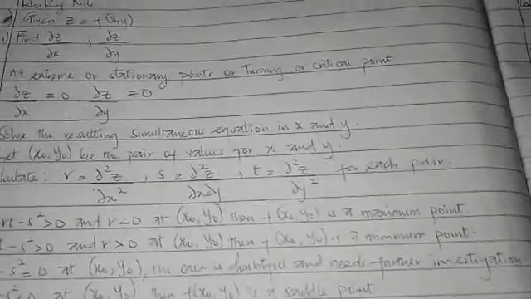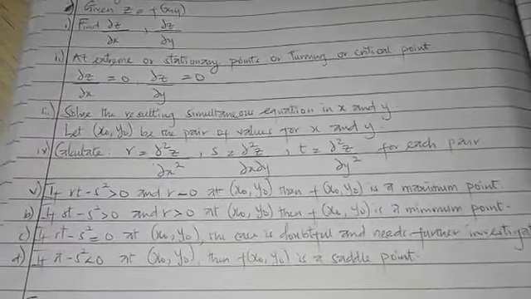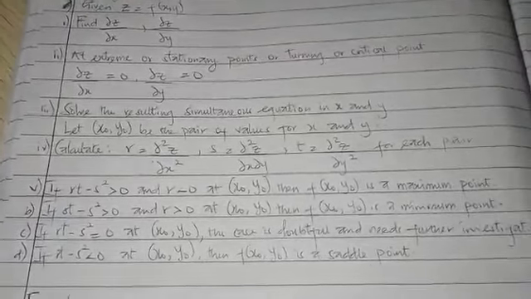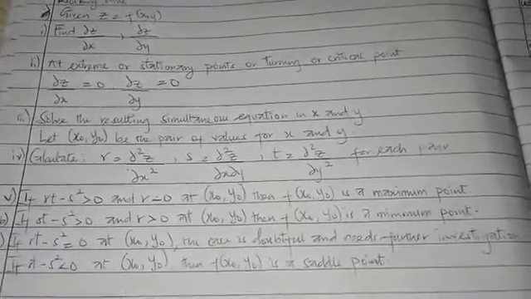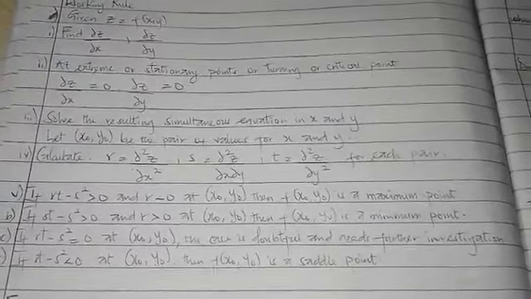So now calculate r, which is partial square z over partial x square, s, which is partial square z over partial x partial y, and t, which is partial square z over partial y square, for each pair. Now if rt minus s square is greater than 0 and r is less than 0 at x naught y naught, then f of x naught y naught is the maximum point.